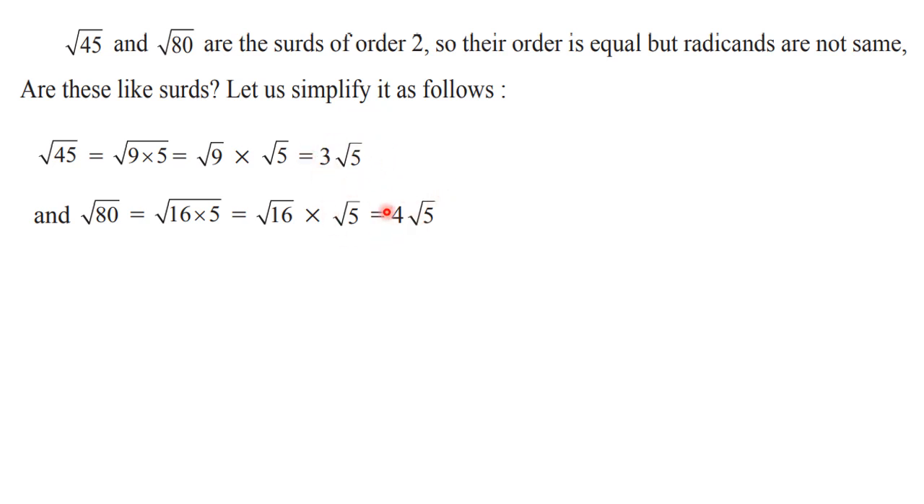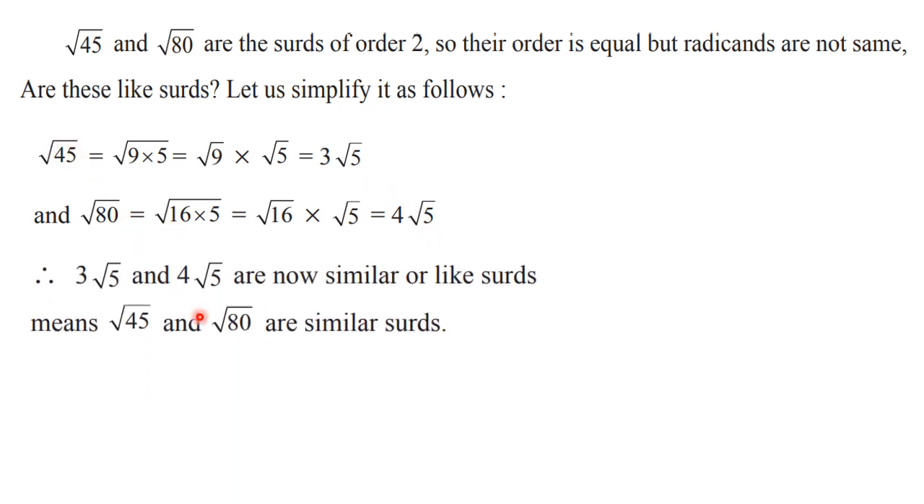Now you observe this simplest form and just recall the definition of like surds which we have seen in the previous slide: we don't have to do anything with the rational part. We have to only observe the irrational part. Here the order is 2 and the radicand is 5. So the order also is equal, the radicand also is equal. So we can say that these two are like surds. And since these two are like surds, root 45 and root 80 are also like surds or similar surds. Here we have to observe only the irrational part.